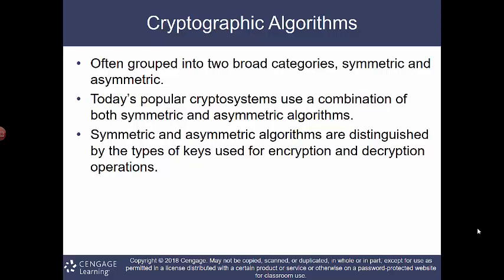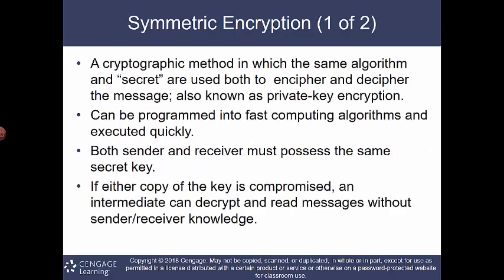Cryptographic algorithms are often going to be grouped into two broad categories, which we see, and these are symmetric and asymmetric. Today's popular crypto systems use a combination of both of these algorithms to make it even better and more effective. Symmetric and asymmetric algorithms are distinguished by the types of keys that are used for both encryption and decryption operations, and we'll see how each of these are different.